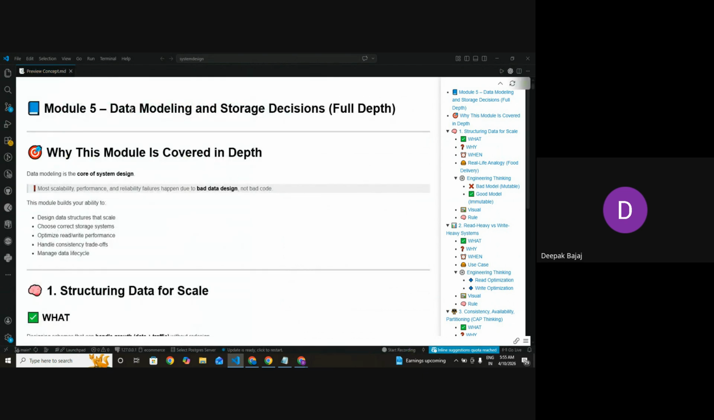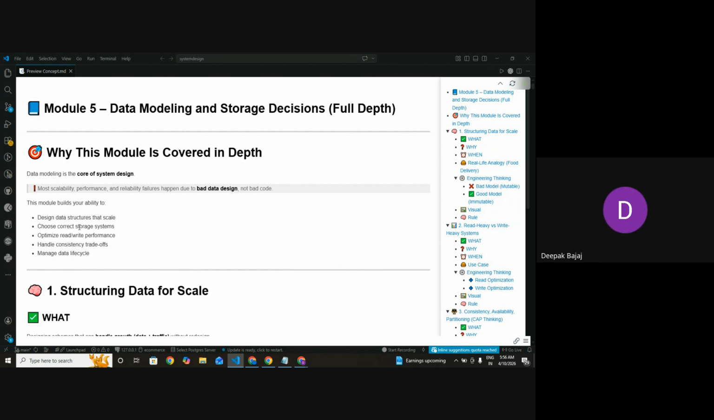So, data modeling and storage decisions. Why is this module covered in depth? Data modeling is the core of system design. Most scalability, performance, and reliability failures happen due to bad data design, not bad code. This module builds your ability to design data structure and scale.